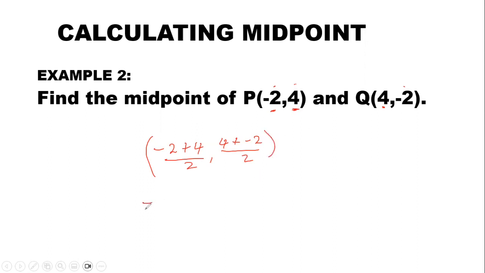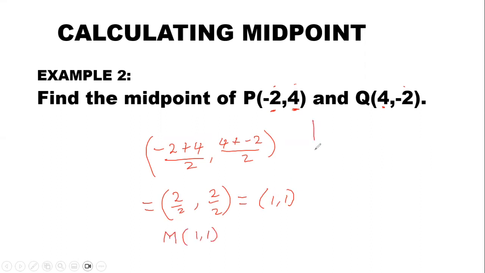So close the bracket. This is equal to -2 plus 4 is 2 all over 2, comma, 4 minus 2 is also 2 all over 2. You close your bracket, and this is equal to 1, 1. So it means that the midpoint we are looking for is 1, 1.